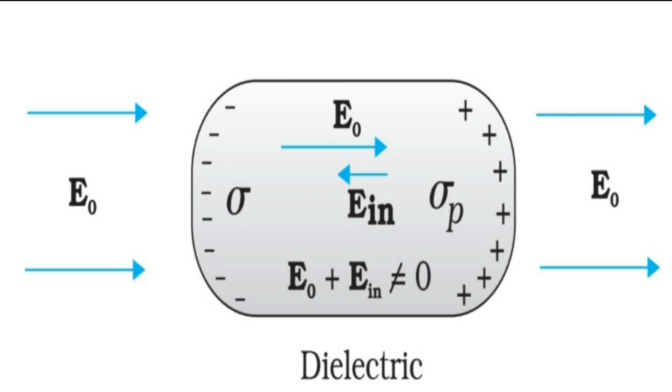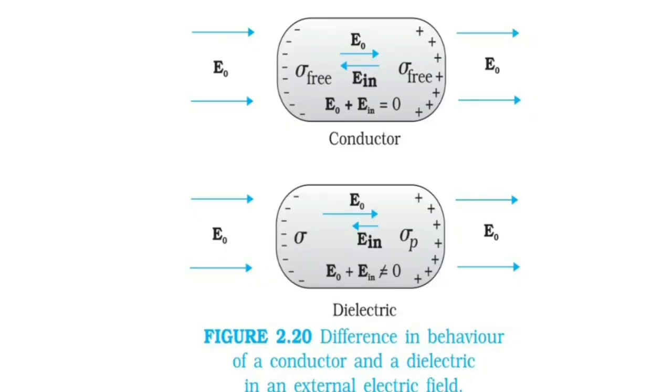So in the case of a dielectric, the net electric field is not equal to 0, but in the case of a conductor, the net electric field will be equal to 0. This comparison is very important. Many a time this has come in board exams: the difference in behavior of a conductor and a dielectric in an external electric field. So study well to draw this diagram.